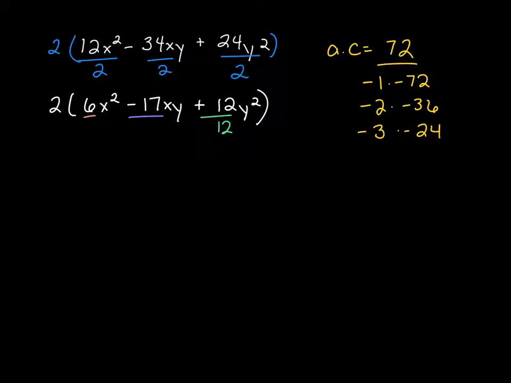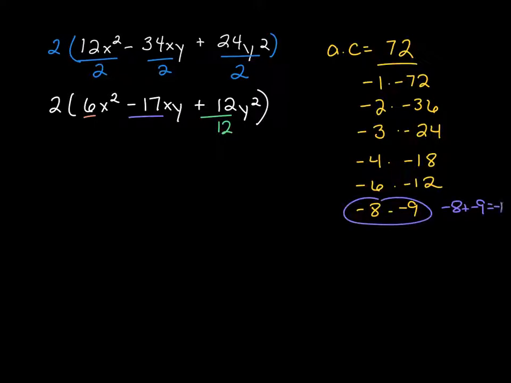None of these add to negative 17 yet. Negative 4 times negative 18. That doesn't work. 5 won't go into it. Negative 6 times negative 12. Close, but still doesn't work. Negative 8 times negative 9. That's the one we want because negative 8 plus negative 9 equals negative 17.